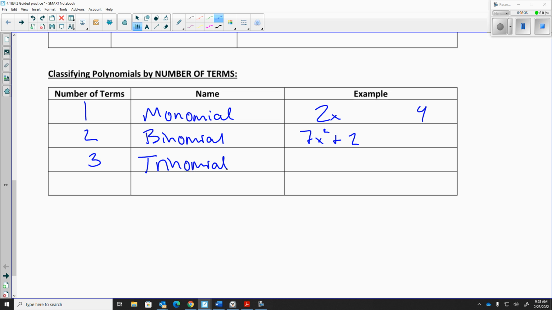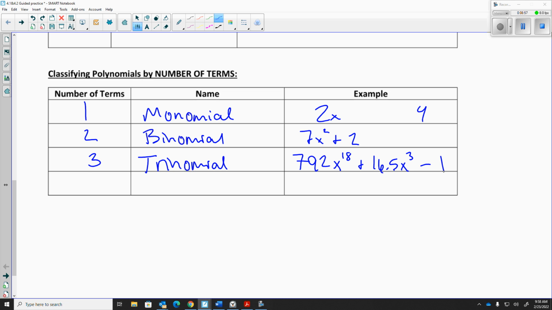So it could be 792x to the 18th power plus 16.5x cubed minus 1. I don't know. Is that 3 things? Yeah, it's a trinomial. Doesn't matter what they are.